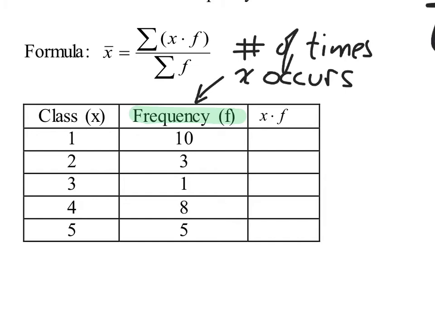All right? As opposed to doing that, instead of adding 1 together 10 times, why not just multiply 1 by 10? So that would give me a product of 10. And by the same reasoning, 2 times 3 is 6, 3 times 1 is 3, 4 times 8 is 32, and 5 times 5 is 25.